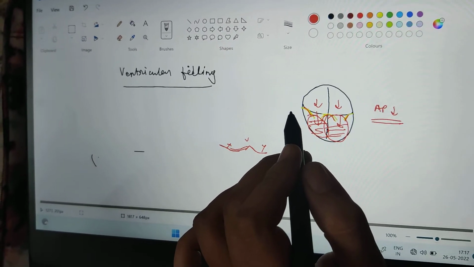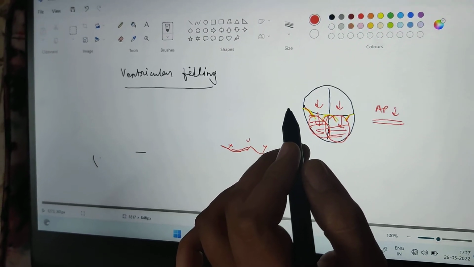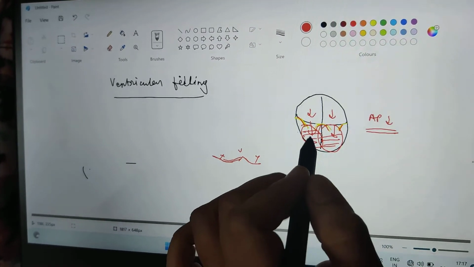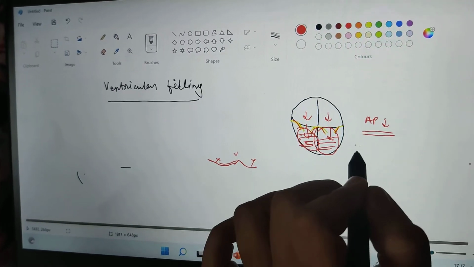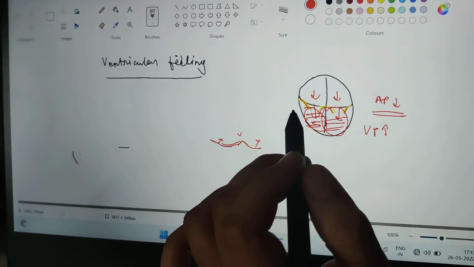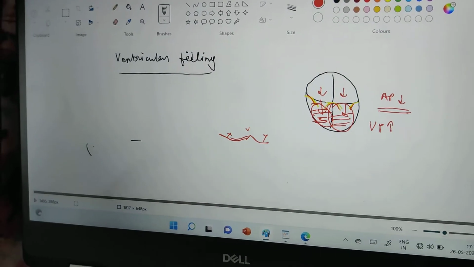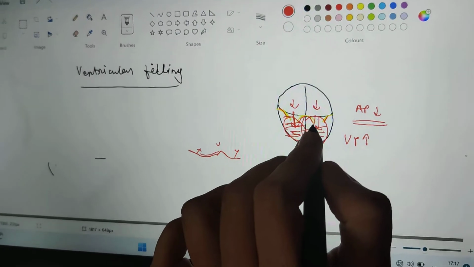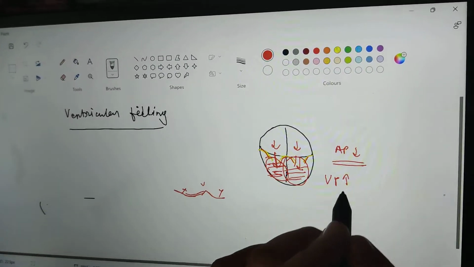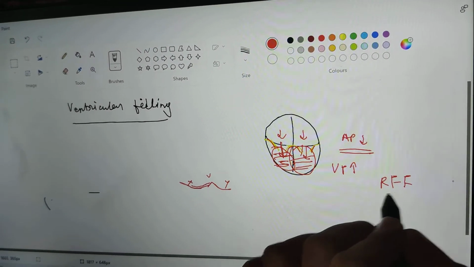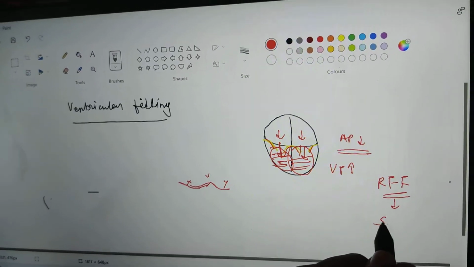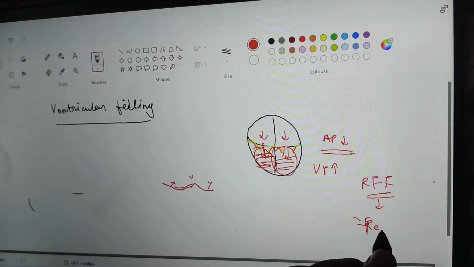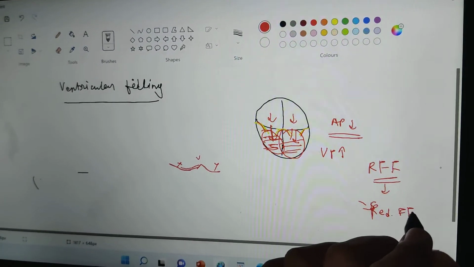The ventricle becomes less compliant and ventricular pressure rises. The ventricular pressure will increase. This is the reduced filling phase. First it was the rapid filling phase, and then it's the reduced filling phase.